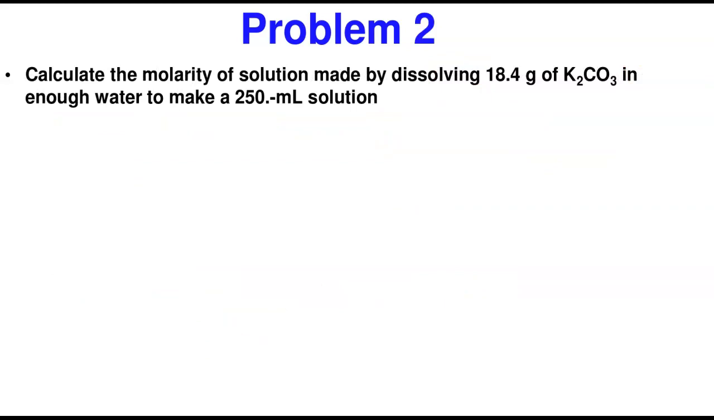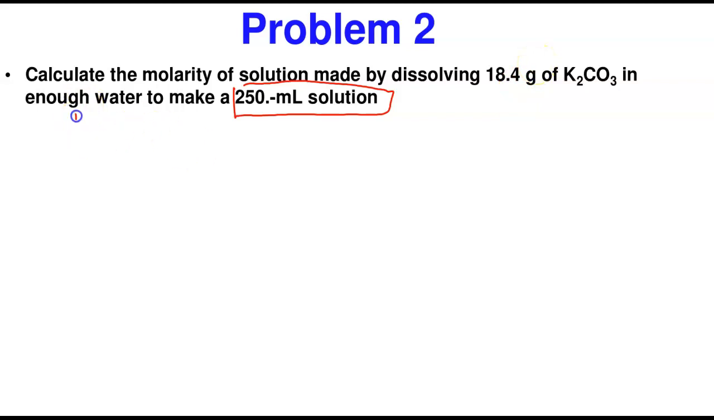In problem 2, another dimension now, it says calculate the molarity of a solution made by dissolving 18.4 grams of potassium carbonate in enough water to make a 250 ml solution. That's what we're asked to make here. So now, we're not given the molarity, but we're given the mass. Remember, it's easy to convert from mass to molarity using the molar mass. That's what we're going to do.